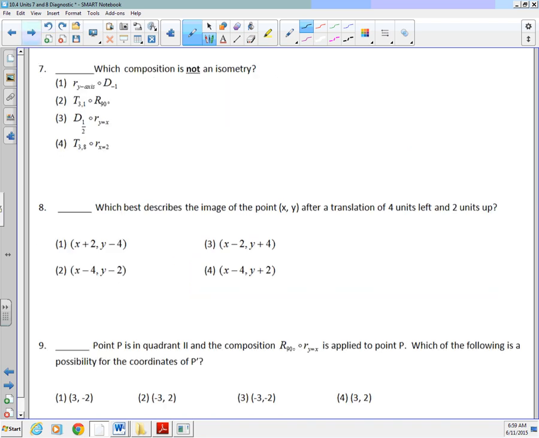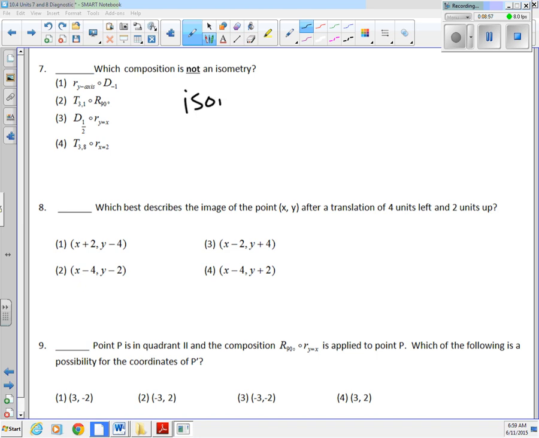Okay, number 7. Which composition is not an isometry? We talked about this word, isometry. Iso means same. Metry means measure. So we're talking about something that preserves size. Dilations do not preserve size generally, except if I'm dilating by a factor of negative 1 or positive 1, my size won't change. Because if I dilate by 1, I'm not really doing anything to the point. And if I dilate by negative 1, all I'm doing is reflecting the point through the origin, and I'm not changing anything. So right here I have, so 1 is out.